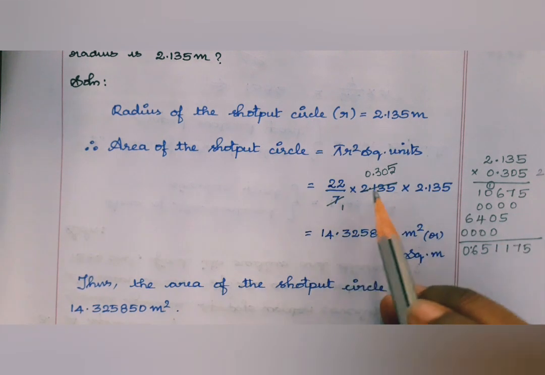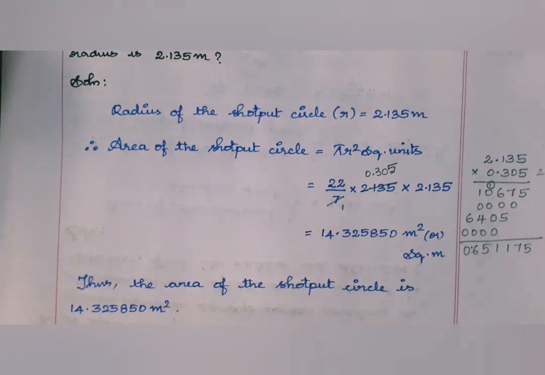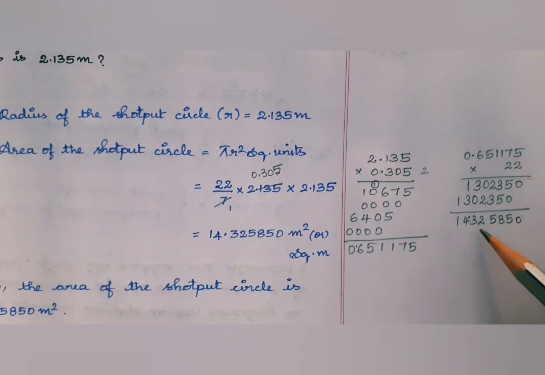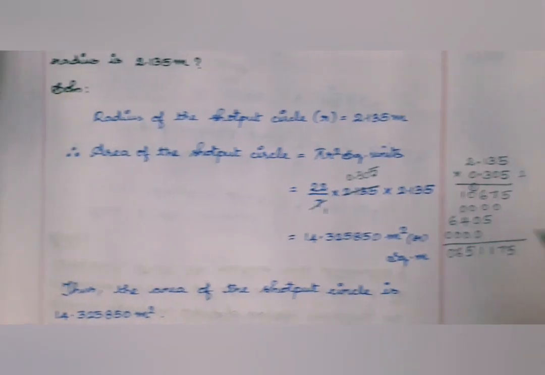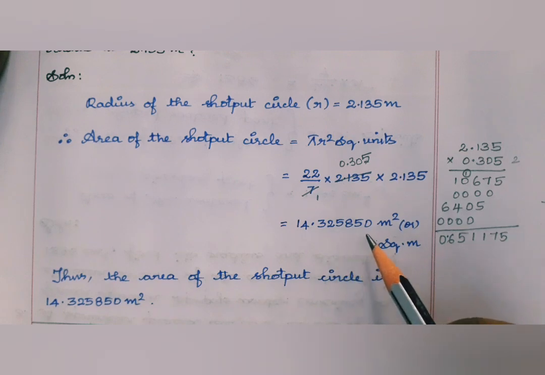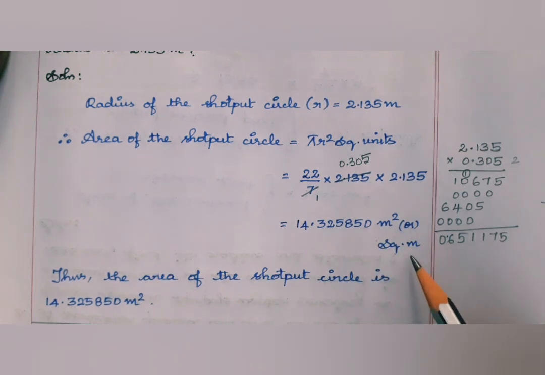Now multiply 22 into 0.305 into 2.135. When we calculate, we get 0.651175, and after multiplying it with 22 we get 14.325850, which is equal to 14.325850 meter square or square meter.